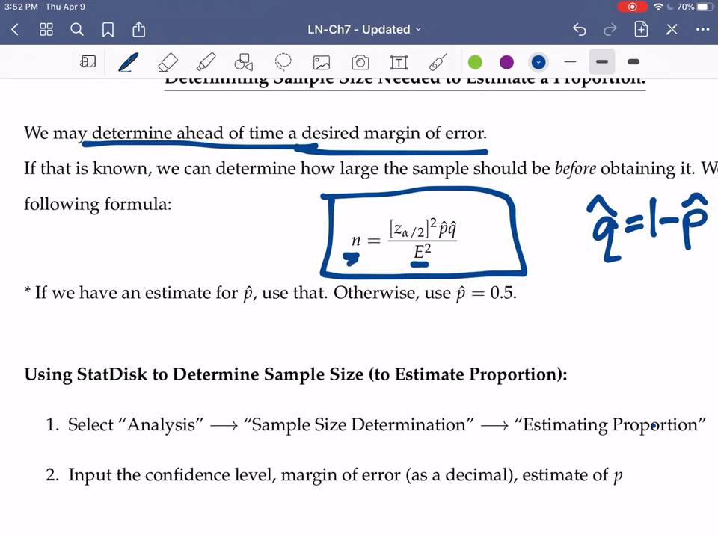If we have an estimate for p hat, that's what we use. If we don't have an estimate for p hat, you can use the estimate 0.5, so p hat times q hat is 0.25. That's kind of the worst case scenario. It makes n the largest relative to a desired margin of error.